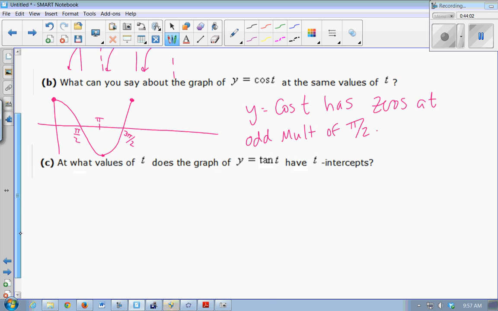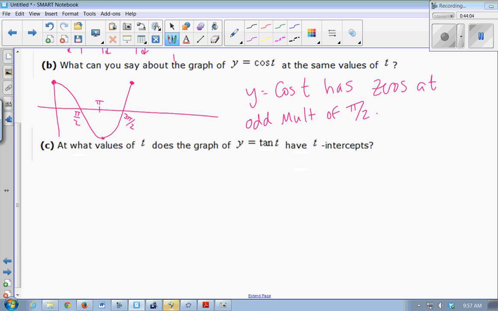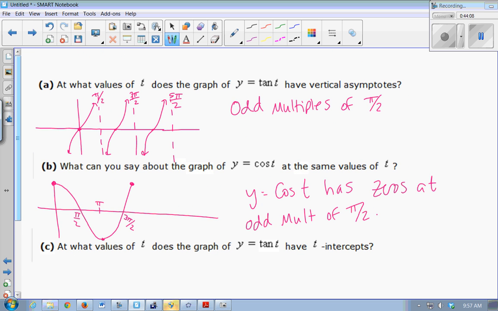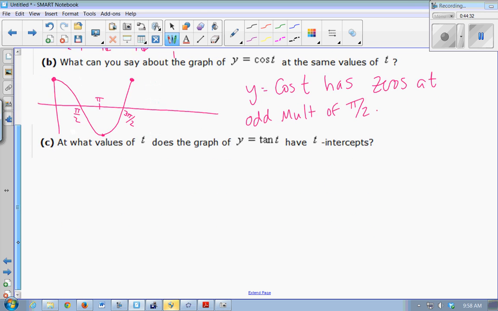All right. At what values of t does the graph of tangent t have t-intercepts? Okay, so let's look at our picture from part A. We've got 0, we've got pi, we've got 2 pi. So what does it look like? How would you describe where the x-intercepts are? Multiples of pi, yeah. Because 0 pi, 1 pi, 2 pi, the next one will be at 3 pi. So they're just multiples of pi.